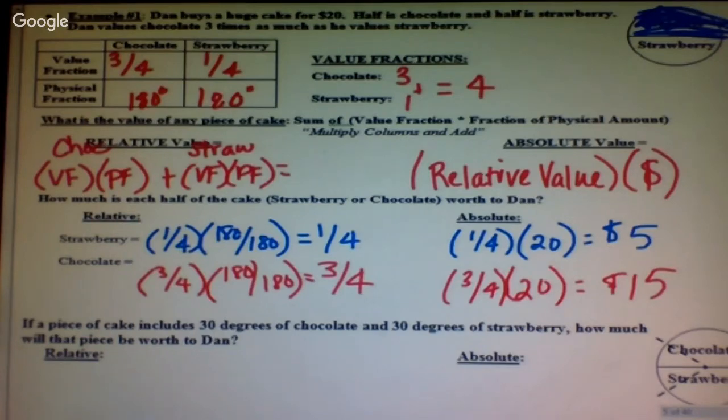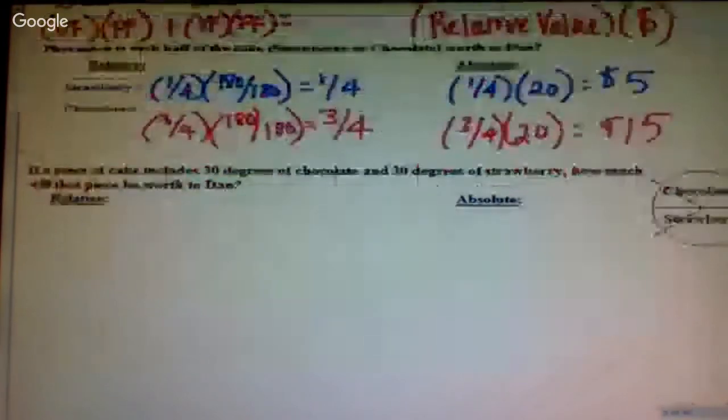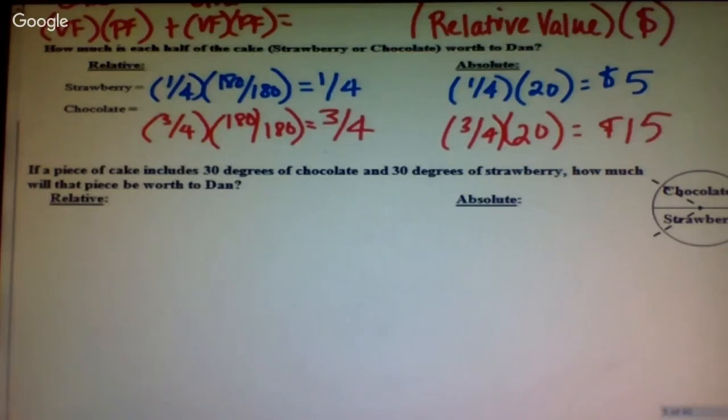Okay. We'll look at one that's not. Take a look at this one. This time I'm changing it up. I'm giving you this piece. Okay. So this piece is 30 degrees of chocolate. So I need to figure out the value of chocolate. So I need chocolate's value fraction, 3/4. Okay, there's chocolate. I'm only giving you 30 degrees of chocolate. So 30 out of 180.